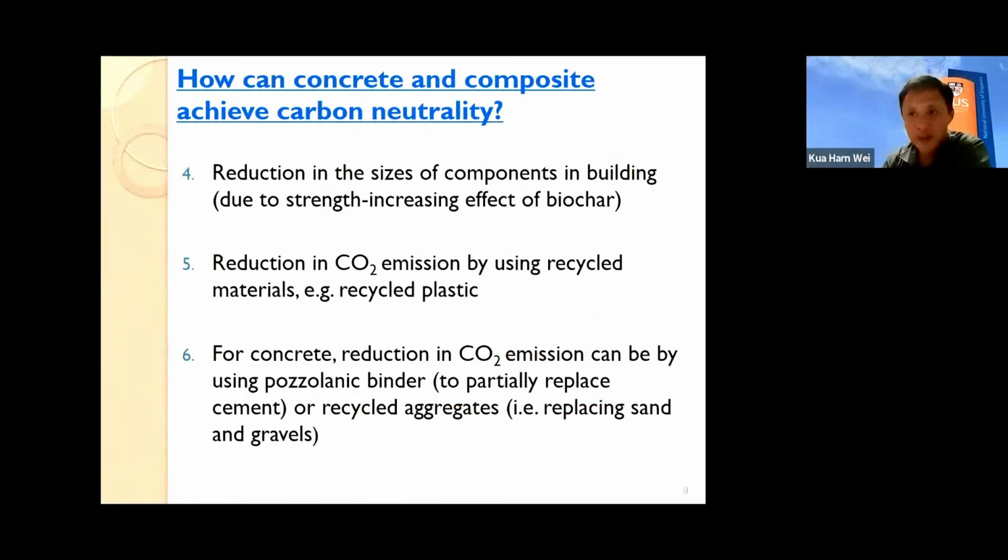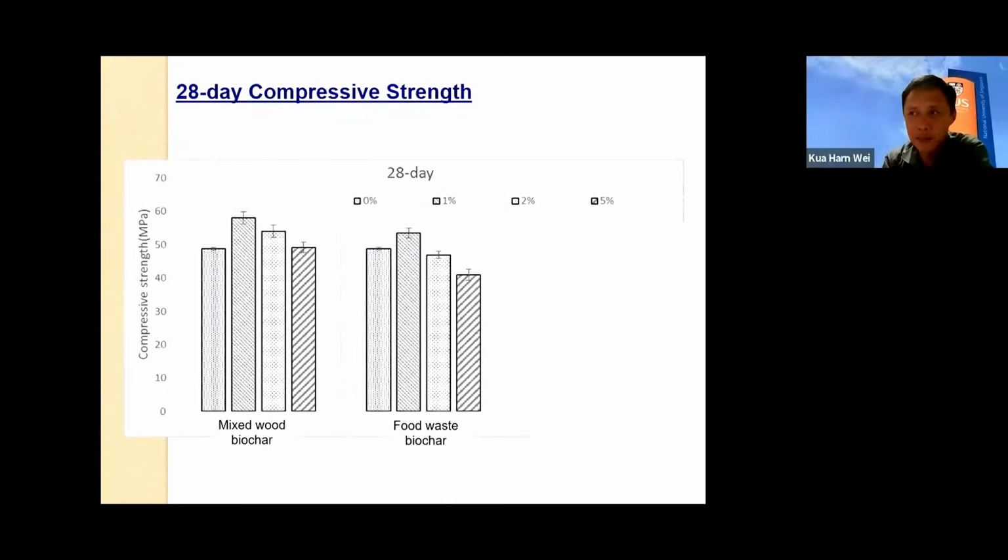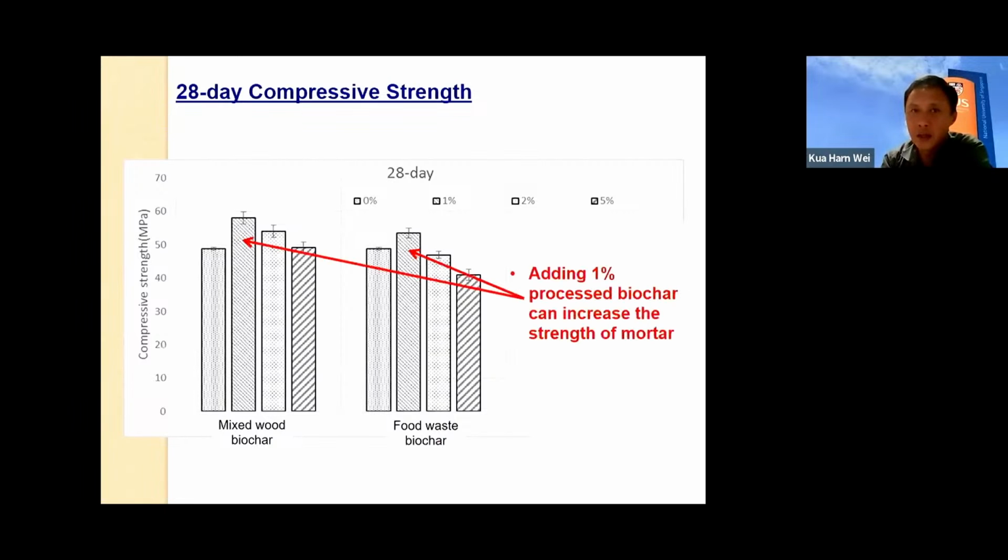Let us continue. Point 4, if biochar is able to increase the strength of, for example, concrete, as shown over here, is there a possibility that we can then design smaller or thinner concrete components? I think that is a good question. All right. So this is one of the future research directions of my group in NUS.